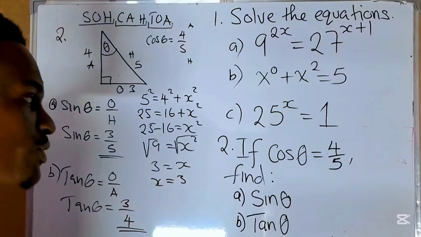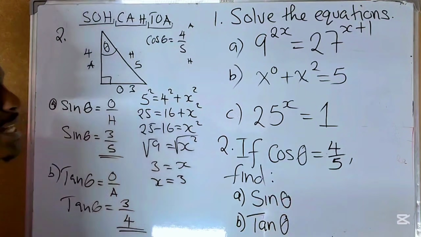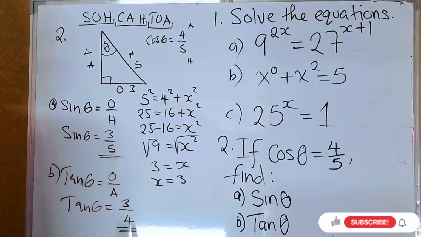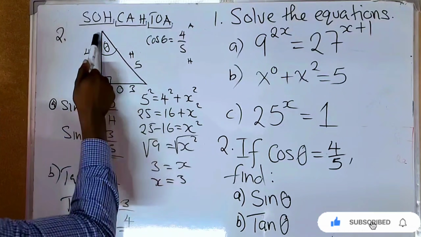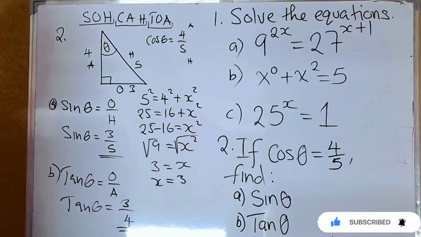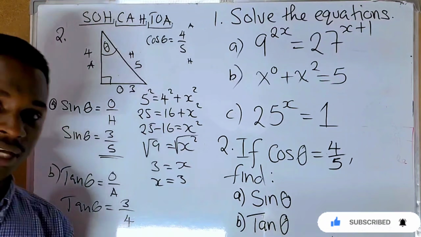Now, sometimes you may not be given cos theta. Sometimes you may be given tan theta or sin theta. As long as you are given any of these 3 trig ratios, it is easy. Just sketch a right angle triangle, find the missing side, then solve the question. It is as simple as that.